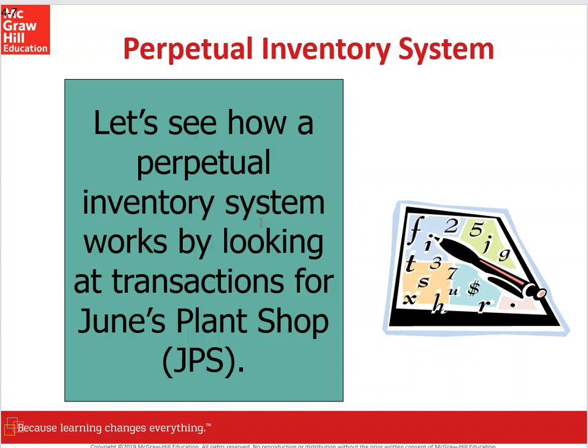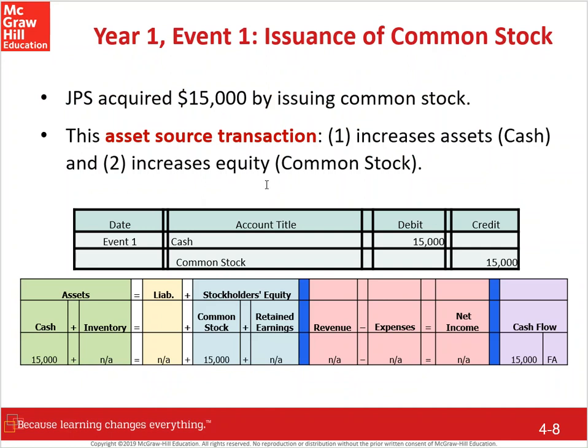So we're going to be looking at transactions for June's Plant Shop, or JPS, and learn how to do inventory transactions in the perpetual inventory system. So we start out at year one, event one. JPS acquired $15,000 by issuing common stock.